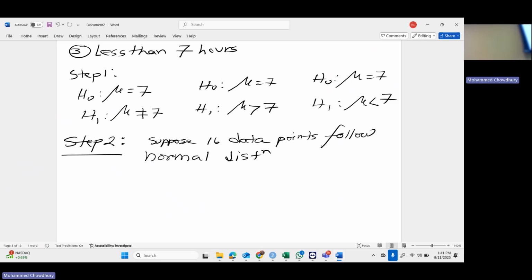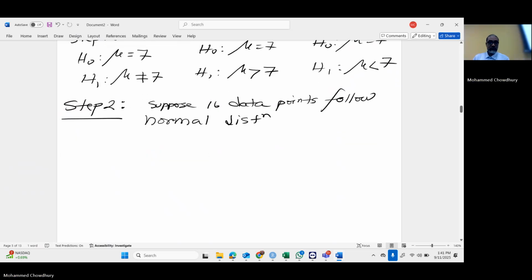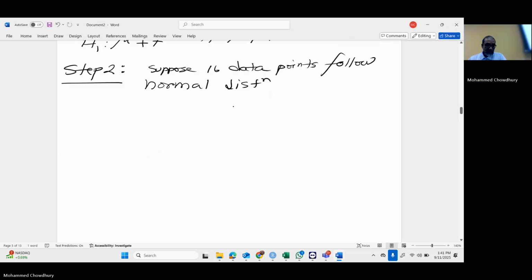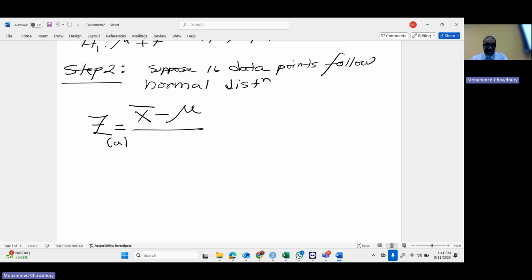Wherever you go, for a mean, but for two means or a specified mean, it is always T. For multiple means, it is F, which I will discuss in detail. Now, what is the formula? The formula is, I want to put here the calculated value, Z cal, equal to X bar minus mu over S over square root of n.